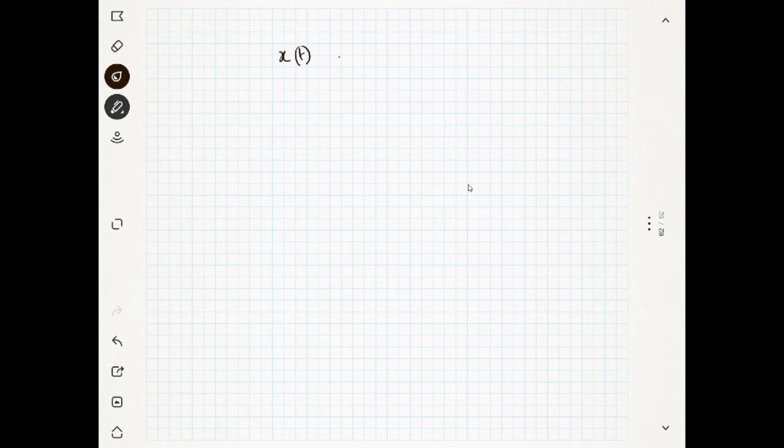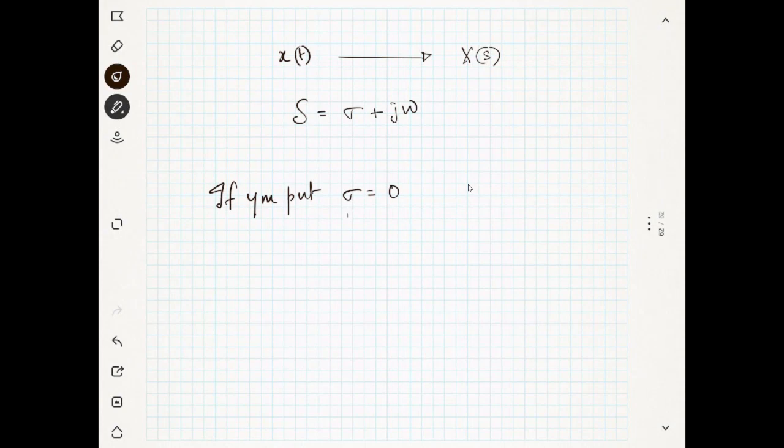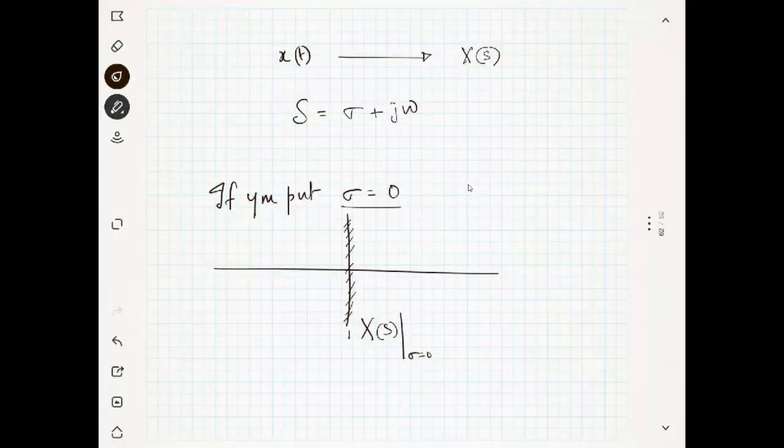That is why we are using the Laplace transform. And your s is nothing but sigma plus j omega. Now, if you put sigma equal to 0, you are going to evaluate the Laplace transform only on the imaginary axis. Then X of s with sigma equal to 0 becomes X of j omega. Is it clear? This we call the Fourier transform.